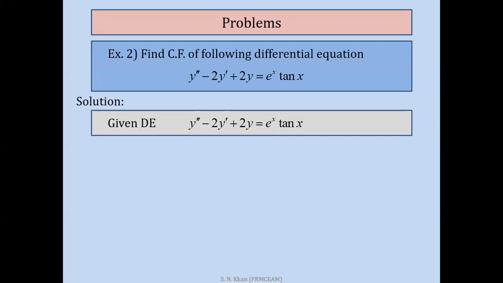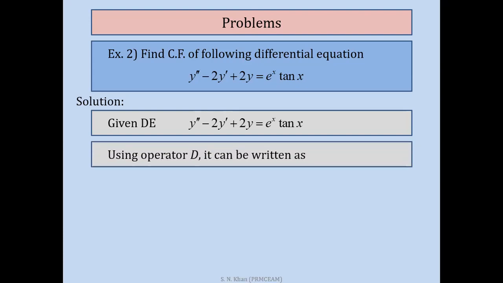Now, before starting its solution or before finding CF, before calculating anything, the first requirement is that we need the given differential equation in terms of operator D only. We need it in the format of operator D. So using operator D, it can be written as: first term, y double dash, is the second order derivative of y, so it will be written as D square y. Minus the second term, twice y dash. Y dash means first derivative of y, so we will write it as 2 times Dy. Then the third term, plus twice y, will be as it is, and the right hand side will be as it is.